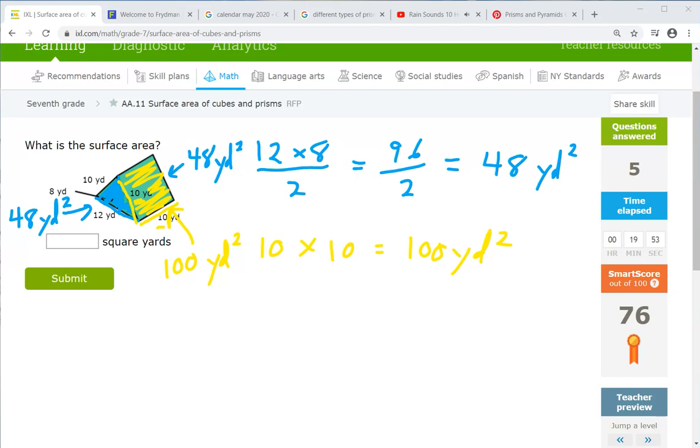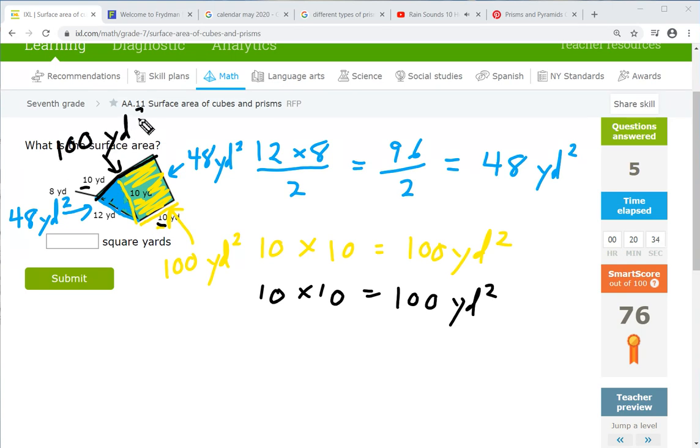And let's see here. What about the other side over here? The other side, even though it's hard to see, is actually the same as this. So that would be 10 times this over here, which is also 10. So we're going to get another 10 times 10, which is still 100. So this face over here, which we can't really see, would also be 100 square yards.